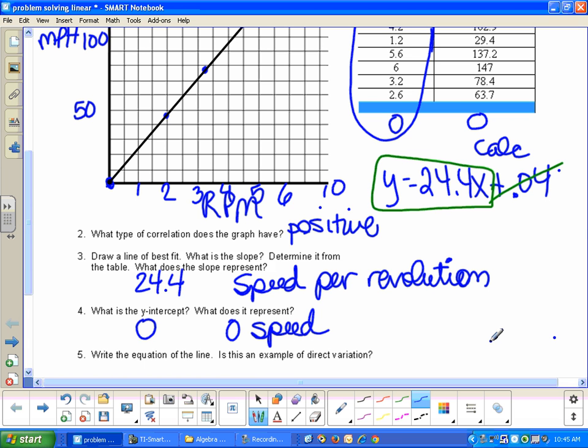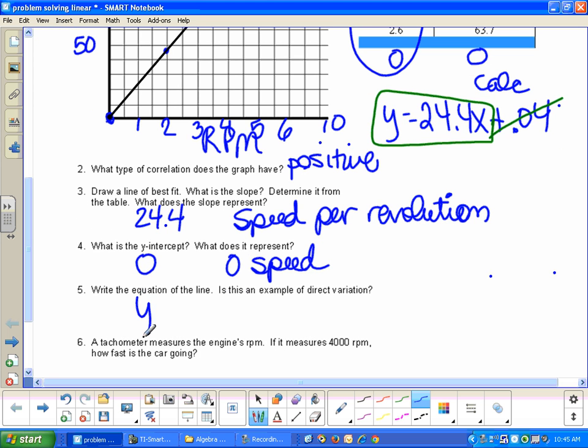So if we write the equation of the line, this is where you can get confused, because the equation of the line from the calculator does have a y-intercept. But we already said why we're using 0. So if the engine's not moving, we don't have any miles per hour. So it would be direct variation. Then logically, that's what makes sense.